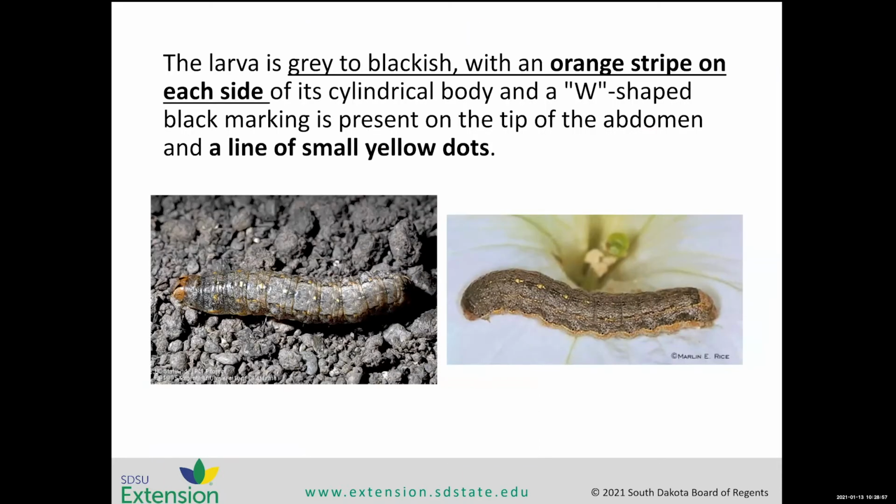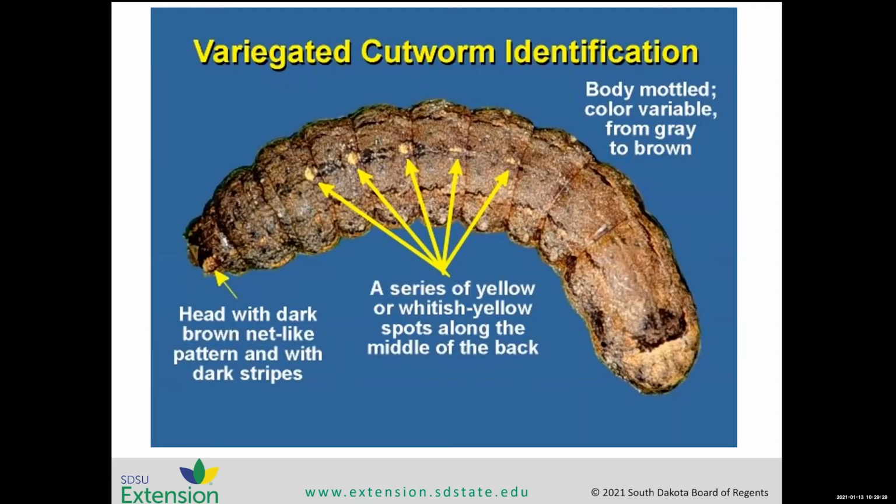So the larva is gray to blackish with an orange stripe on each side of a cylindrical body, and a W-shaped black marking is present on the tip of the abdomen. You might be able to see it's a very loose W shape on the far right picture. On the right side of that picture, there's kind of a W-shaped dark marking there, and a line of small yellow dots at the very top. So if you look on the left picture, you can see those yellow dots right at the very top of that caterpillar. So here's kind of a close-up of it.